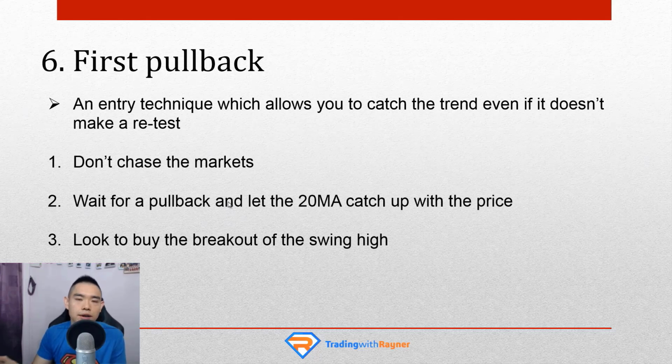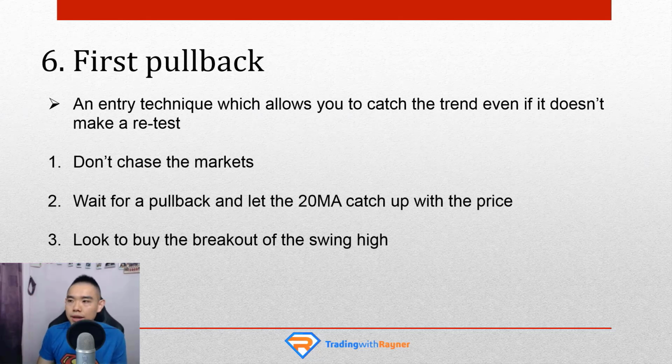So it's fine. You want to look for a pullback, and the key thing about this pullback is, number 1, the range of the candles has to be relatively small. You don't want a pullback to have huge, massive candles, because this tells you that it could be a reversal instead of a pullback. And number 2, you want the 20-period moving average to catch up with the price, to touch the lows of the pullback. And then number 3, you can look to buy the breakout of the swing high.